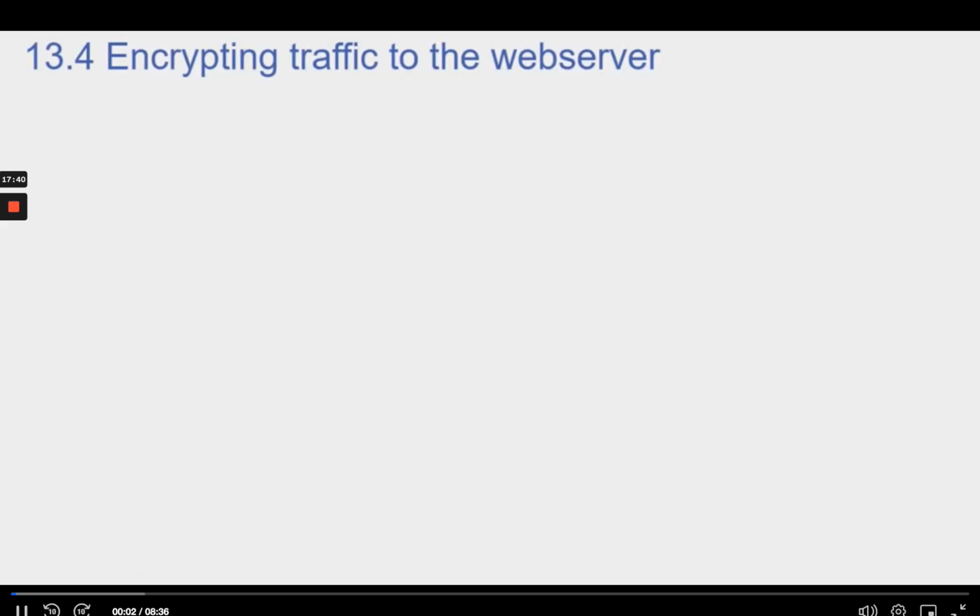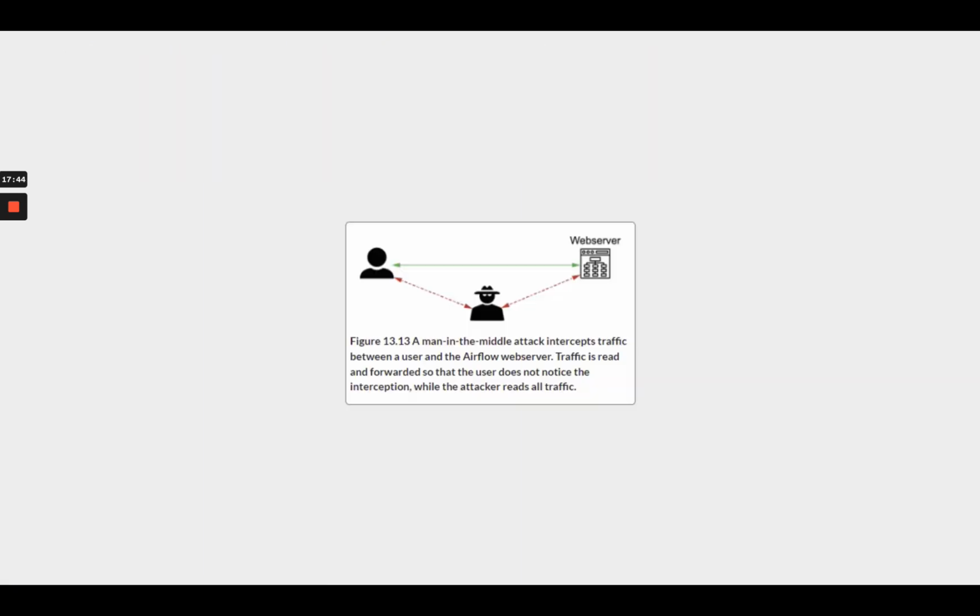Section 13.4. Encrypting traffic to the web server. An intruder can obtain data at various places in your system. One of these places is during the transfer of data between two systems, also known as data in transit. A man-in-the-middle attack, MITM, is an attack where two systems or people communicate with each other while a third person intercepts the communication, reading the message, potentially containing passwords and such, and forwarding it so that nobody notices the interception.